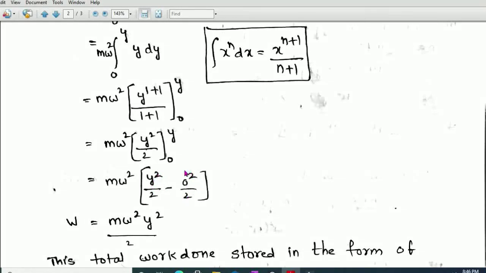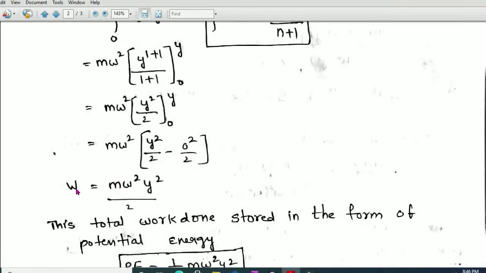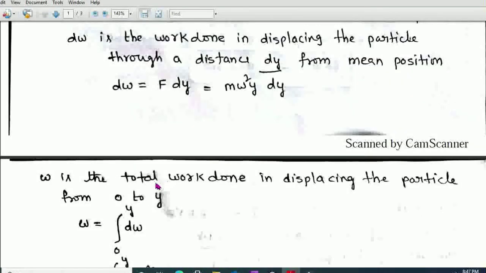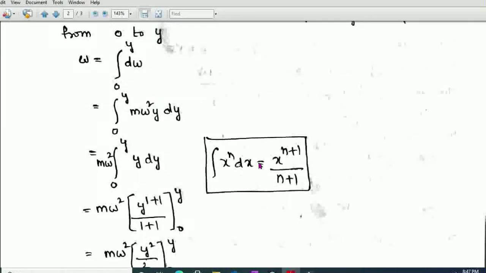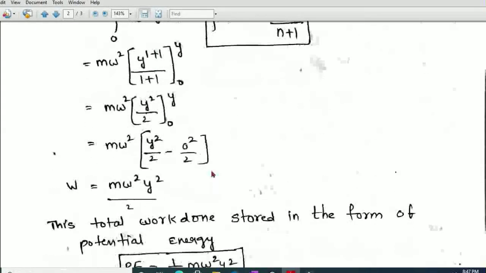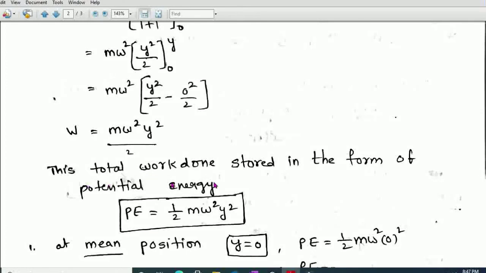Now 0 square by 2 gives 0. After simplification, the total work done W is equal to m omega square y square by 2. This is the total work done in displacing the particle from 0 to y, that means from the mean position to a distance y. This total work done is stored in the form of potential energy. So the potential energy is half m omega square y square.